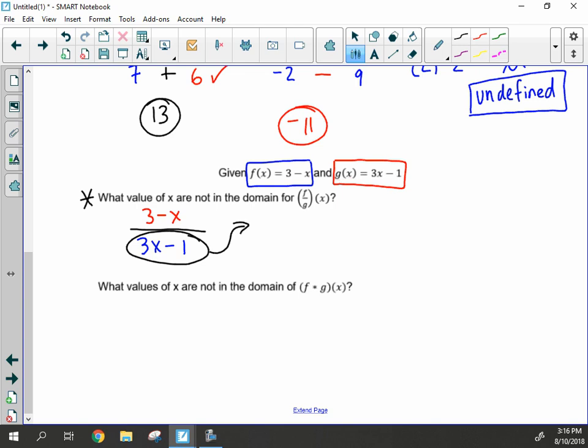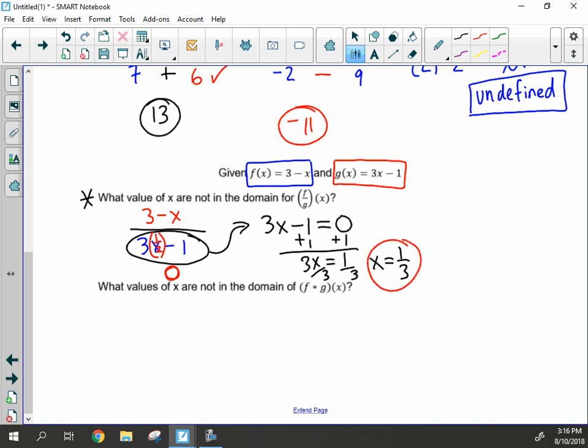So to find the bad number, we take 3x minus 1, and we actually set it equal to 0, even though we don't want it to be 0. So we're going to find the value that makes that happen. If I add 1 to both sides, that's 1, and I divide by 3, so x equals 1/3. That's my bad number, because if I go back in here and put in the 1/3, this entire value right here is 0, and that is not allowed. That is undefined. So when it says what is the value that's not in the domain, here it is right here. x equals 1/3 is not in the domain.